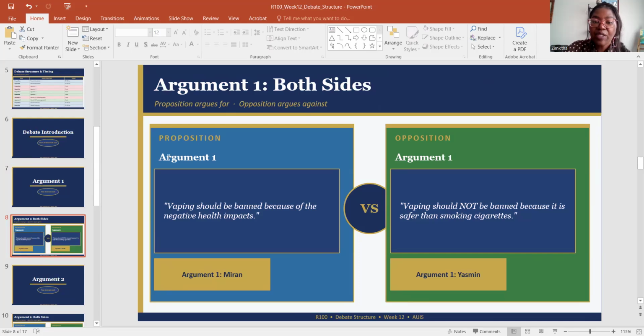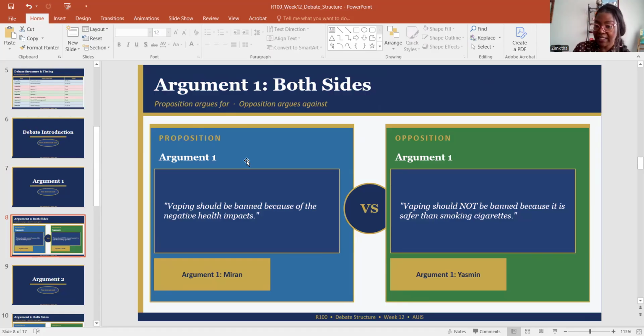All right? So here's an example. Proposition and then the opposition. For example, the argument: one person says vaping should be banned because of the negative health impacts. All right? That's argument 1. That's from Iran. Then the opposition will say vaping should not be banned because it is safer than smoking cigarettes. That's Yasmin's argument. Okay? Do you see?